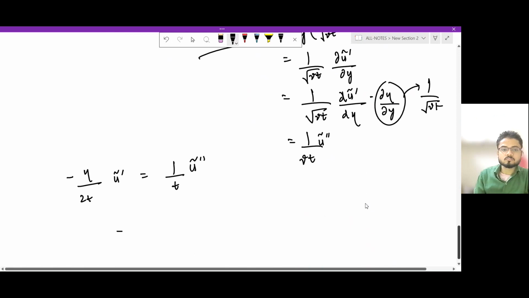Okay, seems good. So this entire thing becomes cancel t, because this equation is valid for t greater than 0. So you can write u tilde double prime plus eta over 2 u tilde prime.